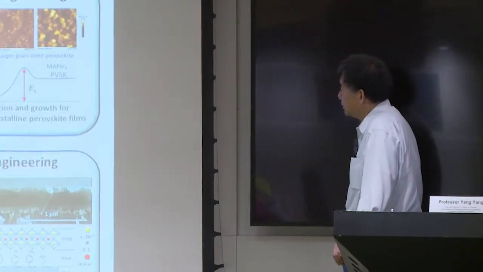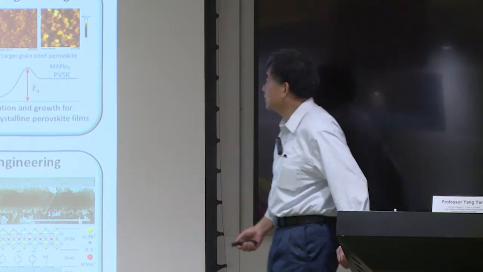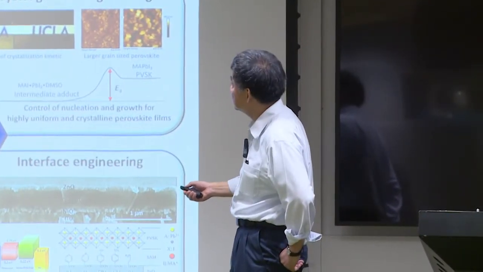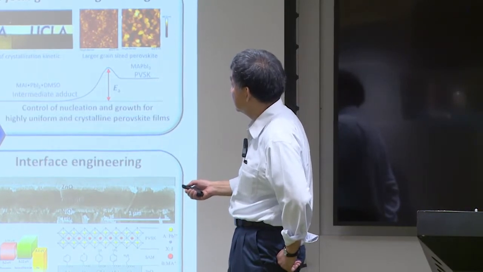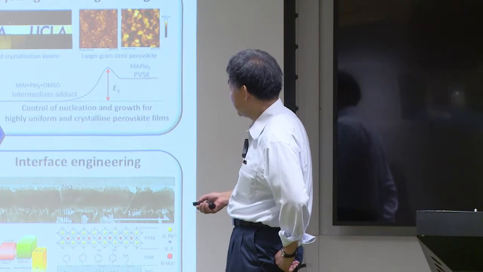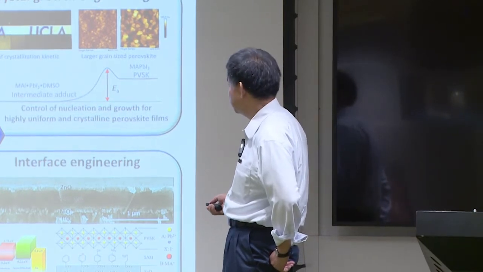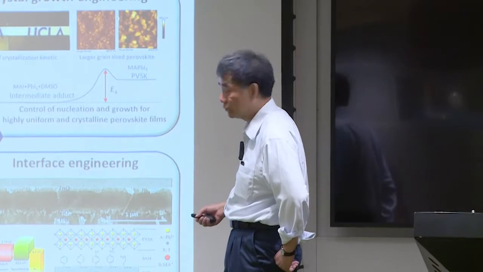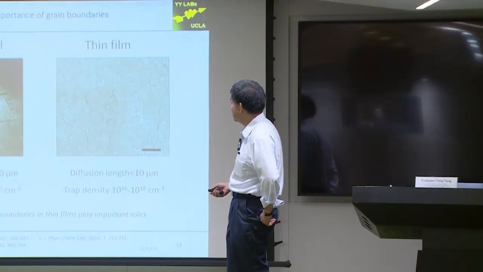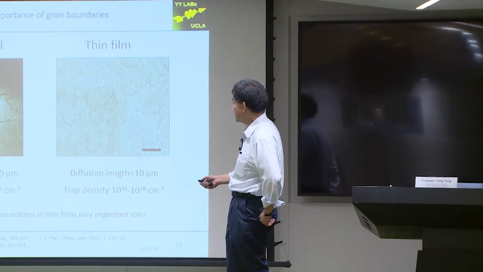Okay, so let's talk about the Perovskite. We focus on high PCE and high stability. So we design new materials, and then the crystal growth engineering, and then the defect passivation, and interface engineering. These are the four categories of technology we work on. So single crystal, we grow single crystal. This is our picture, I believe.